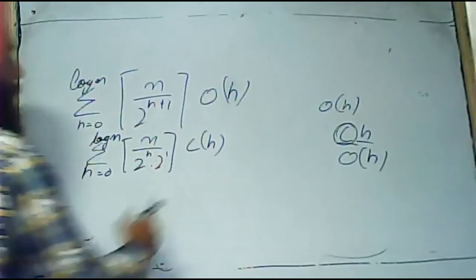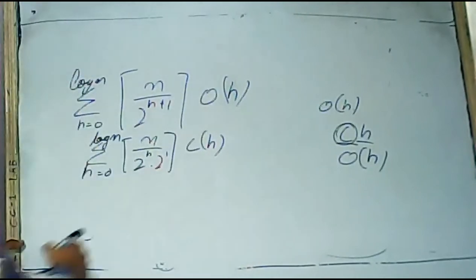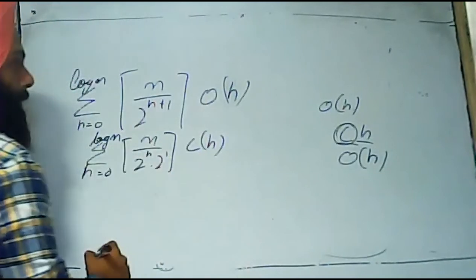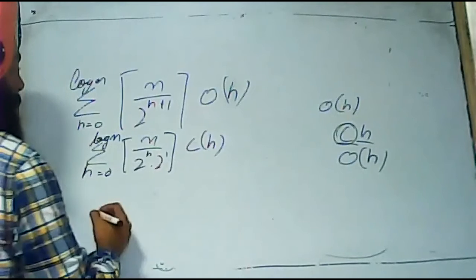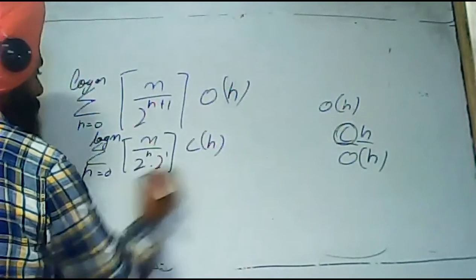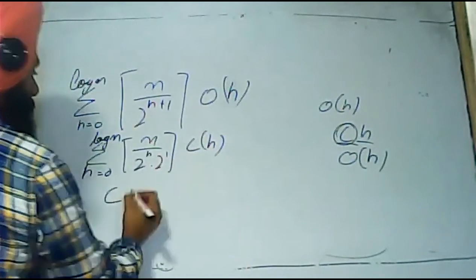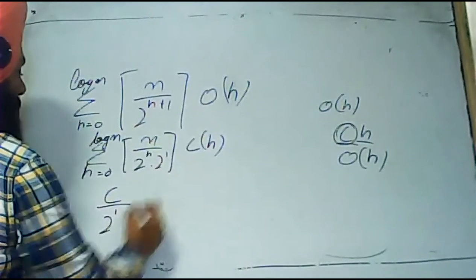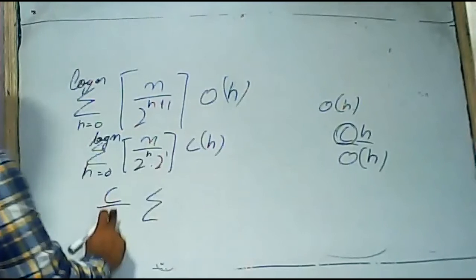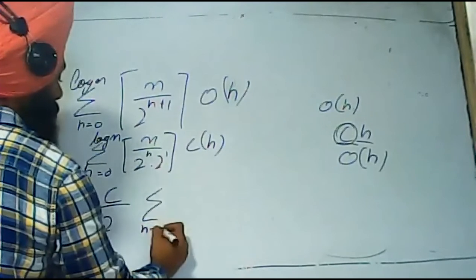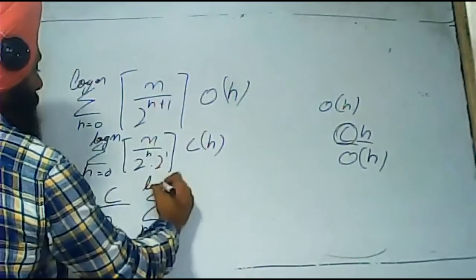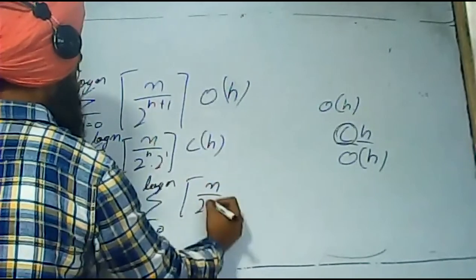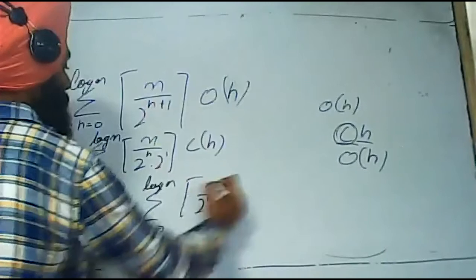Now what I'll do, I'll take all the constants out of it, because we need to ignore all the constants in order to find the complexity. So what are the constants? C will be taken out, 2 raised to power 1 will be taken out, and we'll write here h equals 0 to log n, and here we can write n by 2 raised to power h.